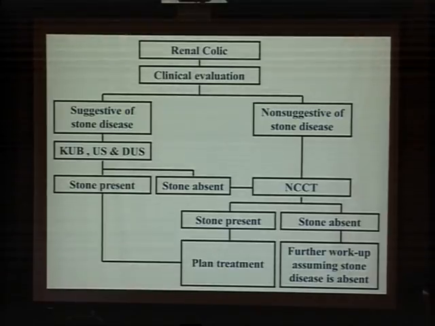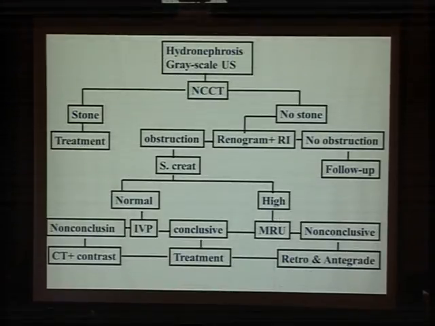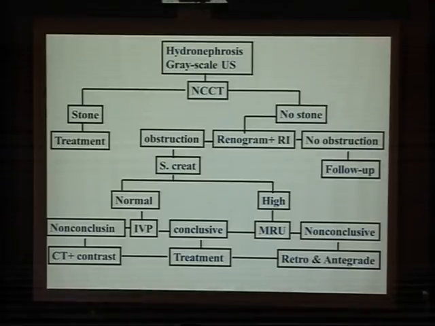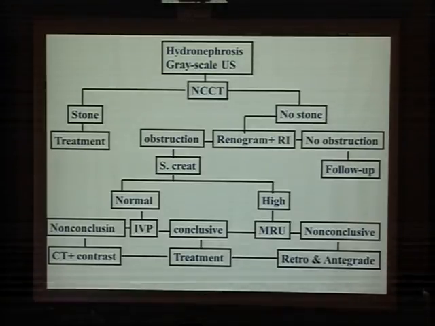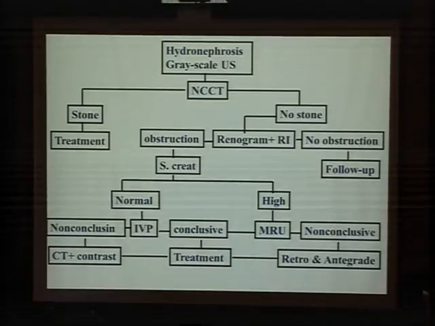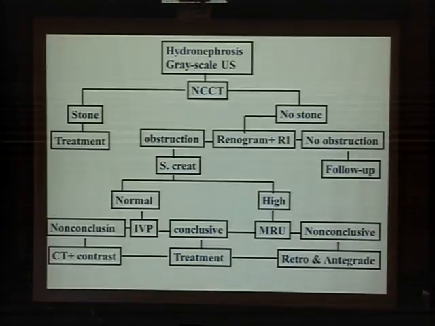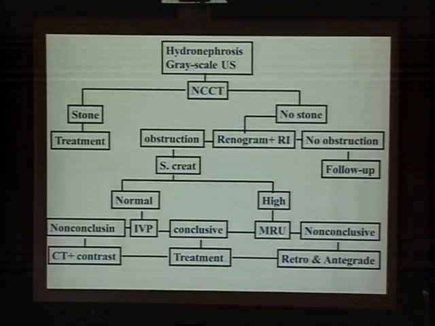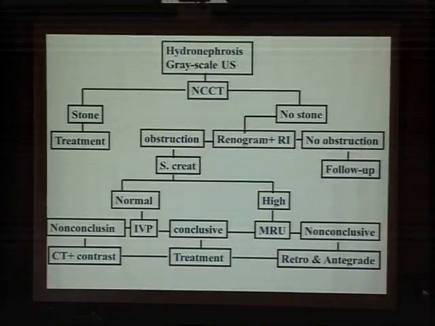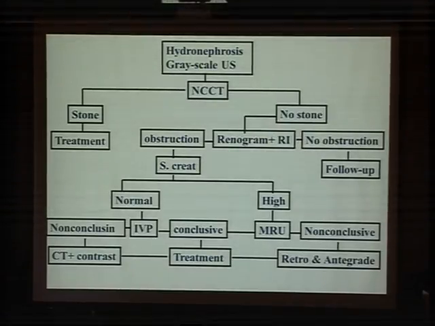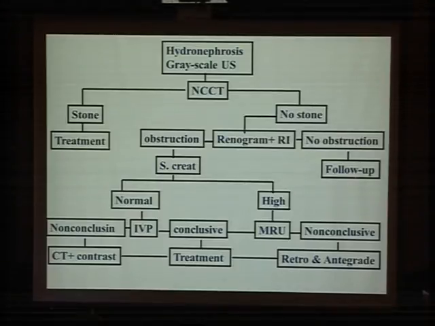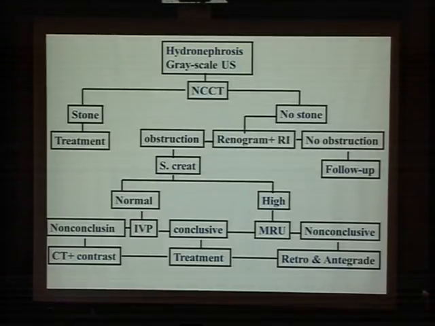Then, on the other hand, in cases of chronic obstruction, the hallmark of chronic obstruction is dilatation of the pelvicalyceal system by ultrasound. You start with non-contrast CT. If a stone is present, you plan treatment. If a stone is absent, you do renogram together with renal resistive index. If there is no obstruction, you do follow-up. If you have obstruction, you measure serum creatinine.